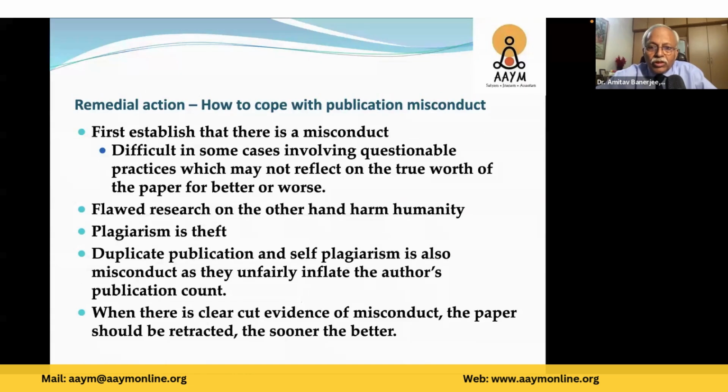So how to cope with publication? First, establish there is misconduct, difficult in some cases involving questionable practices which may not reflect on the true worth of the paper, better or worse. Flawed research, on the other hand, can harm humanity. So here the ethics come. Plagiarism is theft without citation. Duplicate publication and self-publication are also misconduct, as they unfairly inflate the author's publication count. When there is clear evidence of misconduct, the paper should be retracted, the sooner the better, because if it is in circulation, it will misguide humanity and cause harm.